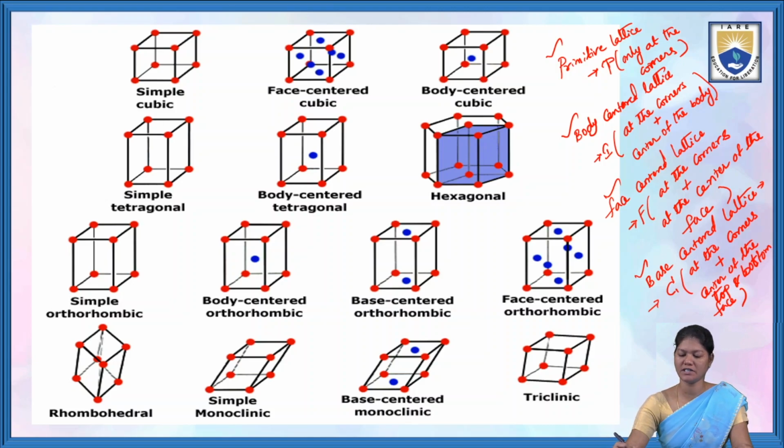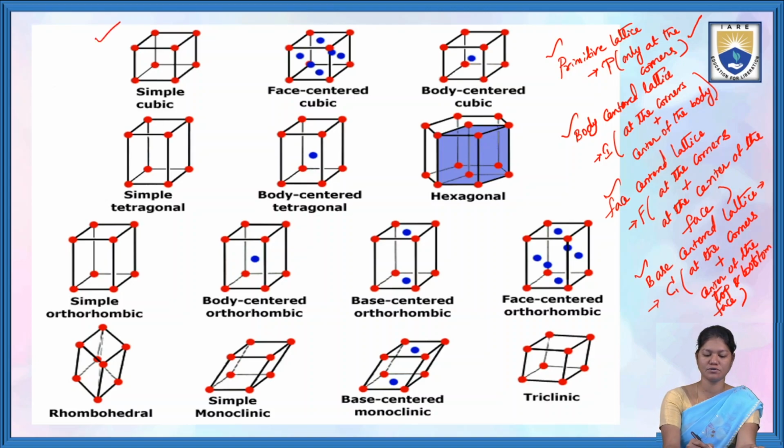So we shall take the primitive lattice. In this primitive lattice, if we take simple cubic, the simple cubic crystal is here. In this simple cubic crystal, when pointing the lattice points, at each corner we have a lattice point. So the lattice points are only at the corners, then we say primitive lattice. So in this simple cubic, the lattice points are at the corners only. So it is a primitive lattice.